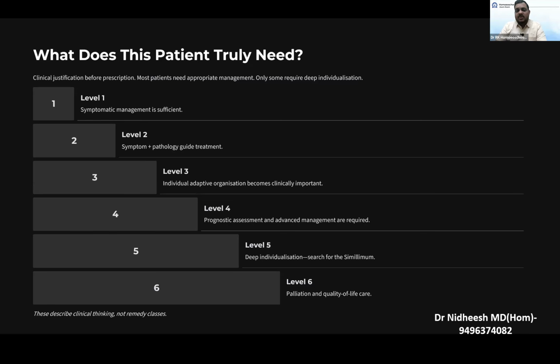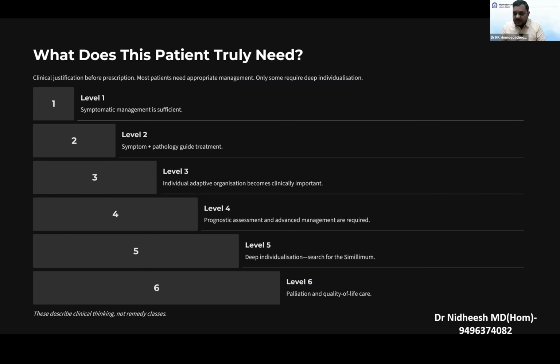In palliation also, homeopathy can do wonders. Why? Because homeopathy can increase the quality of life of the individual. So these are the levels of the patient. When a patient comes before you, we must be able to understand which level the patient is at. Is he at level 1, level 2, level 3, level 5, or level 6?